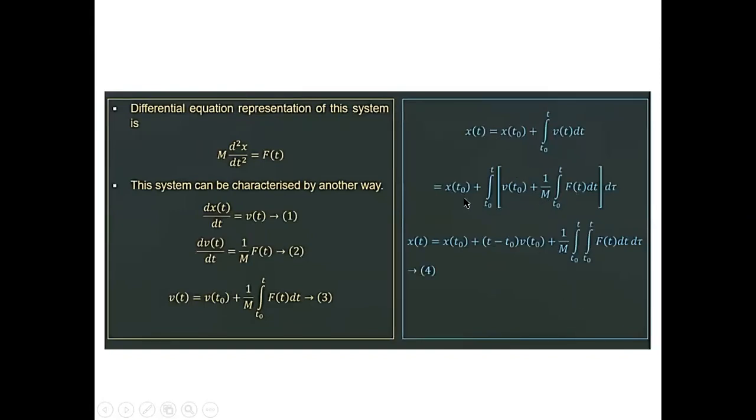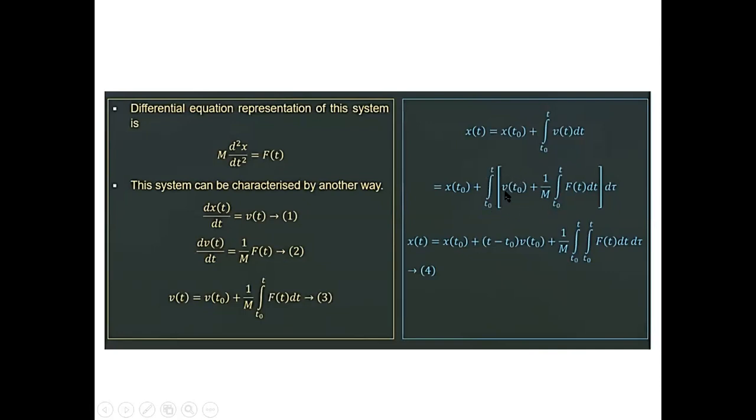So x of t0 plus the integration from t0 to t of v of t0 plus 1 by m integration of f of t dt dt. Here we will get the double integration from t0 to t of f of t dt d tau, and here it will be t minus t0 times v of t0, because t0 is not the variable, it is a fixed time.